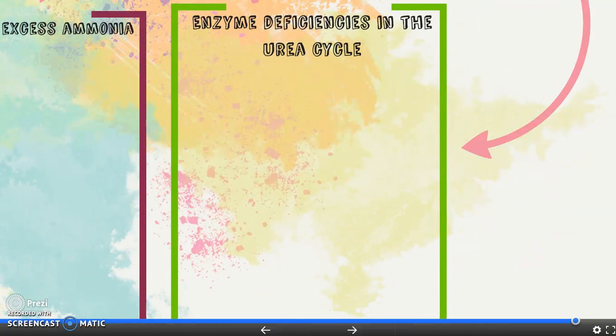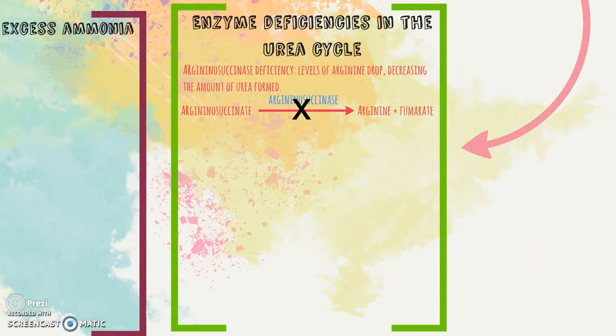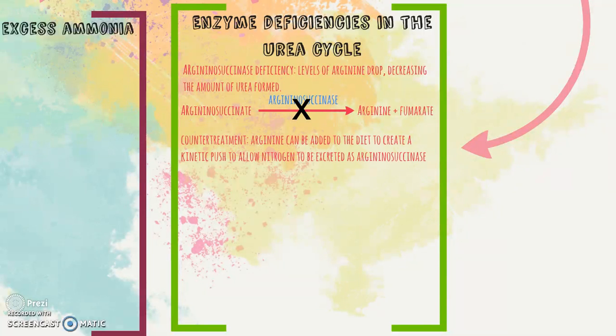Enzyme deficiencies in the urea cycle. Argininosuccinase deficiency is when levels of arginine drop, decreasing the amount of urea formed. For example, a genetic defect caused by a deficiency of argininosuccinate lyase can be partially overcome by providing a surplus of arginine and a restricted protein diet.